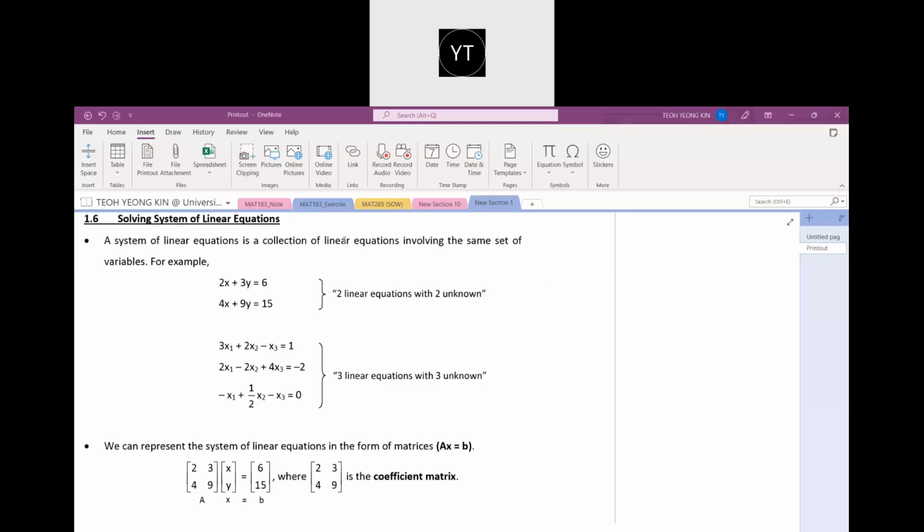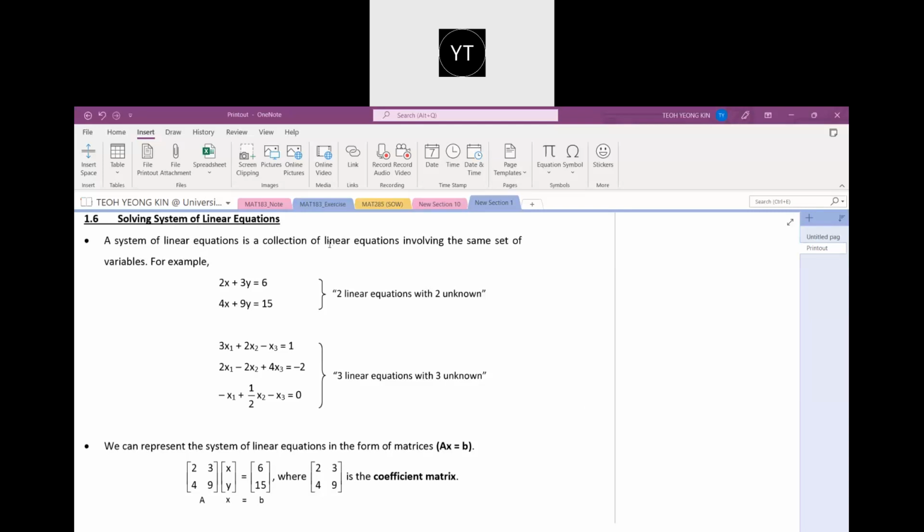In this video, we will look at solving systems of linear equations. So dalam video kali ini kita akan belajar penyelesaian sistem persamaan linear. So a system of linear equations is a collection of linear equations.